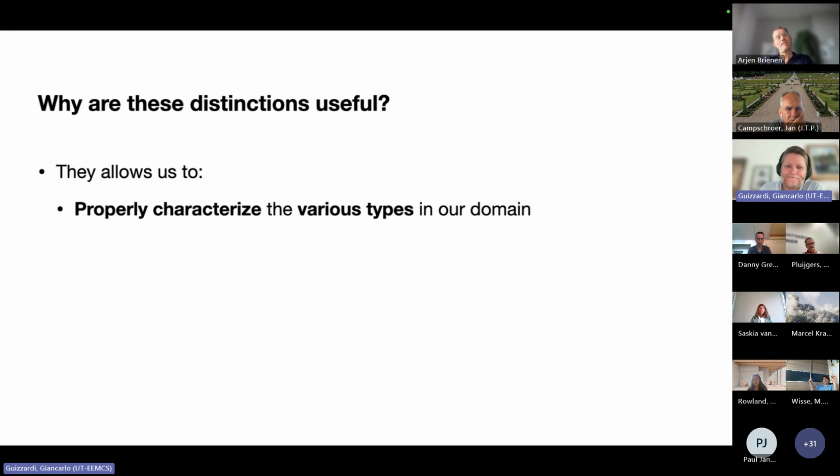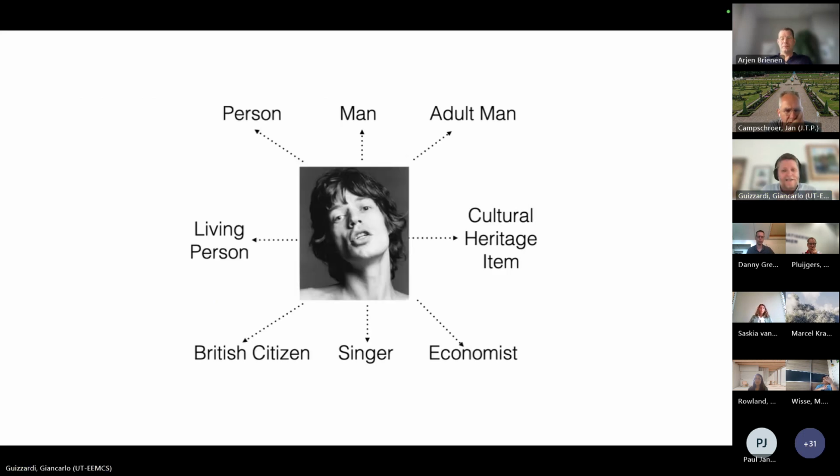Why are these finer grained distinctions useful? Well, first, they allow us to properly characterize these various types that exist in the domain, right? So if we look at the domain of this course, you're going to have all these different types of types, but how do we model them? How are they related, right? So in a, let's say, ontologically neutral language, the responsibility of how to do this is completely transferred to the modeler. So take, for example, Mick Jagger here.